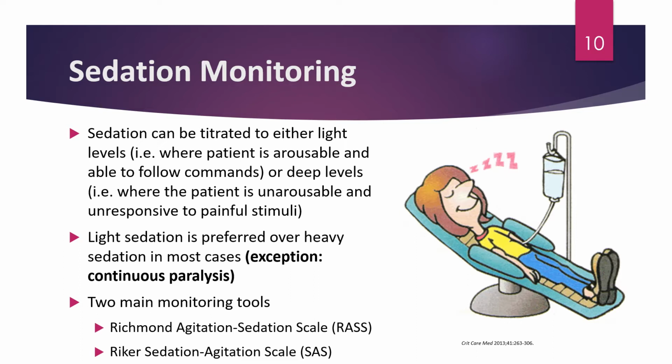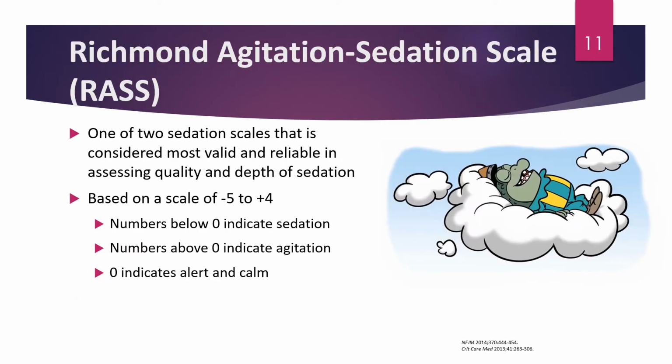Two main monitoring tools that we use that are guideline recommended by the 2018 and the 2013 sedation guidelines are the Richmond Agitation Sedation Scale, or the RASS, and the Riker Sedation Agitation Scale, or the SAS. And these are two tools that have high sensitivity and high specificity per the guidelines for monitoring sedation. So the RASS is one of two sedation scales that we consider the most valid and reliable, in addition to the SAS.